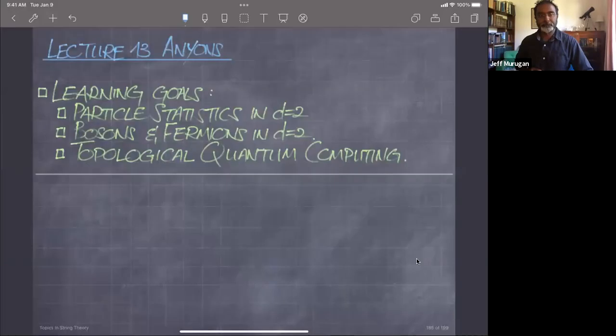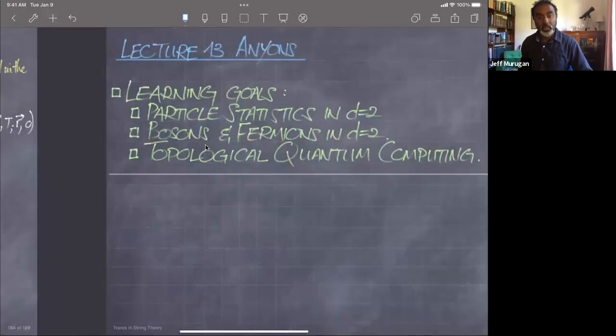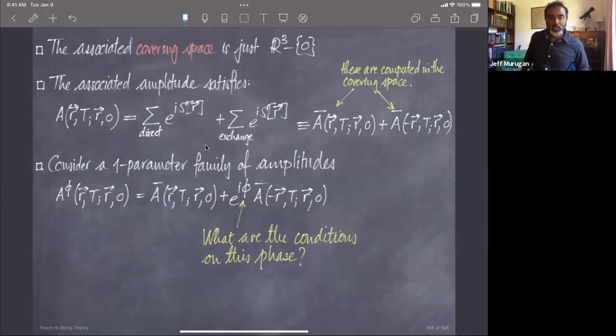Screen. All right, can everybody see that? Yep. Yeah. Good.